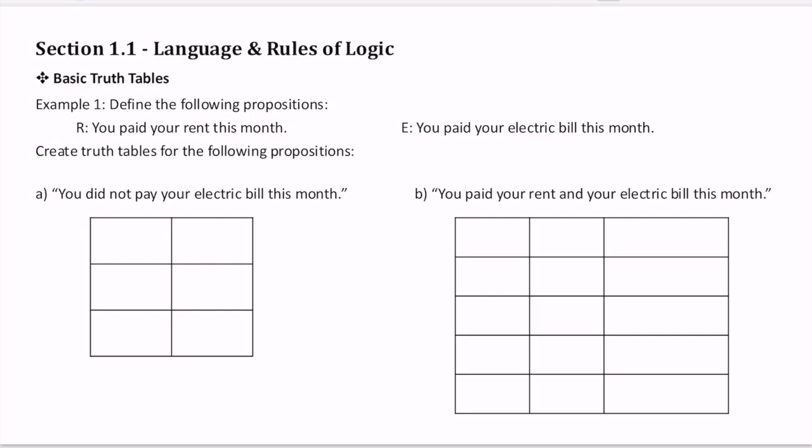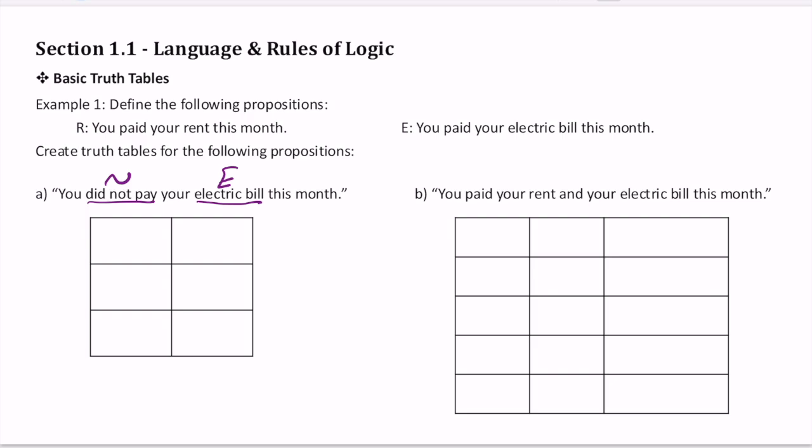R, you paid your rent this month. E, you paid your electric bill this month. We are going to create truth tables for the given propositions. Our first proposition says, you did not pay your electric bill this month. This proposition is the negation of the given proposition E. We use the tilde symbol to represent negation.